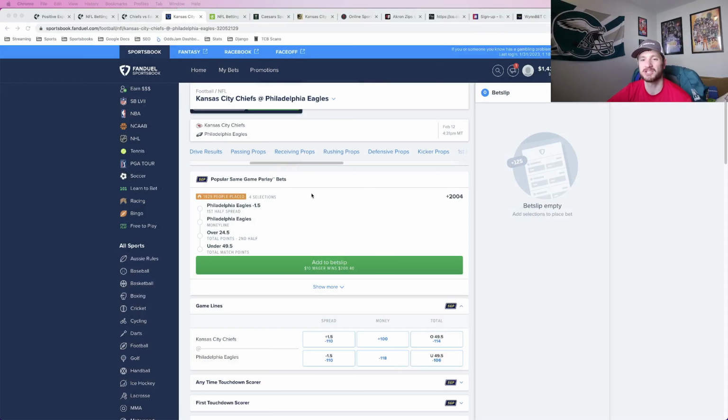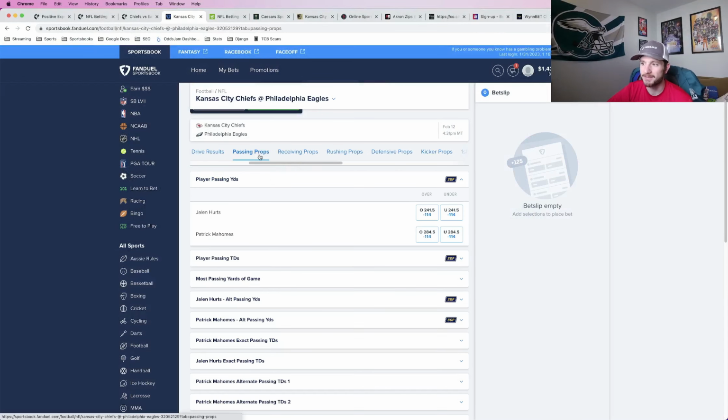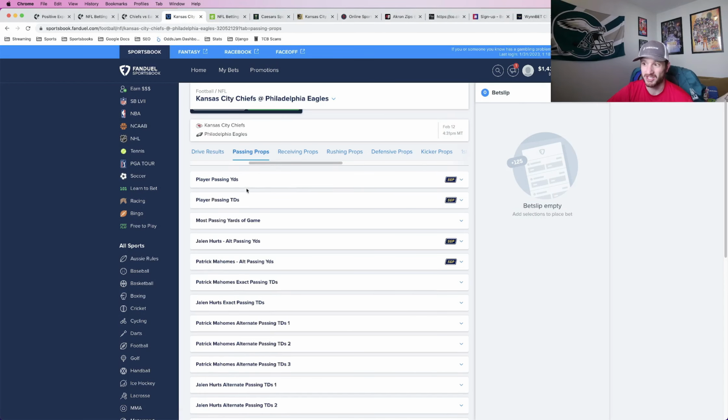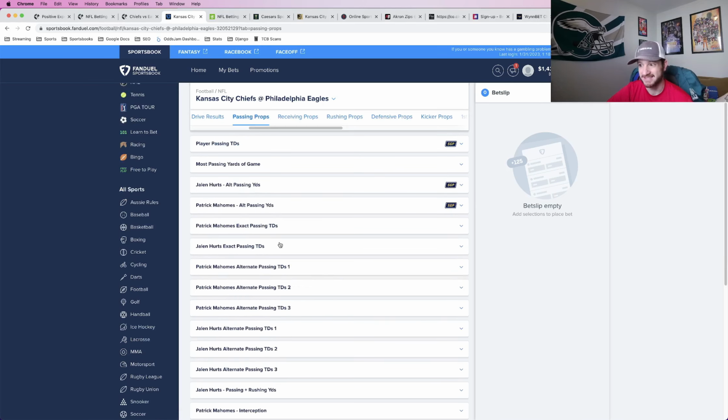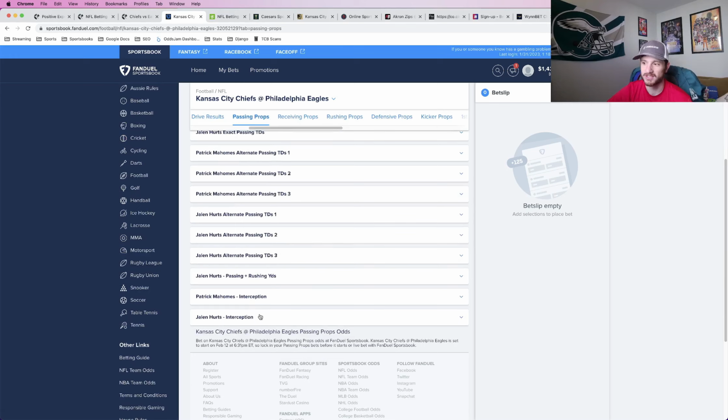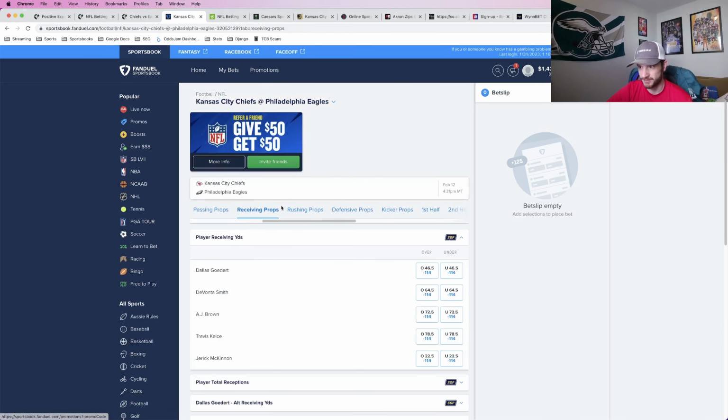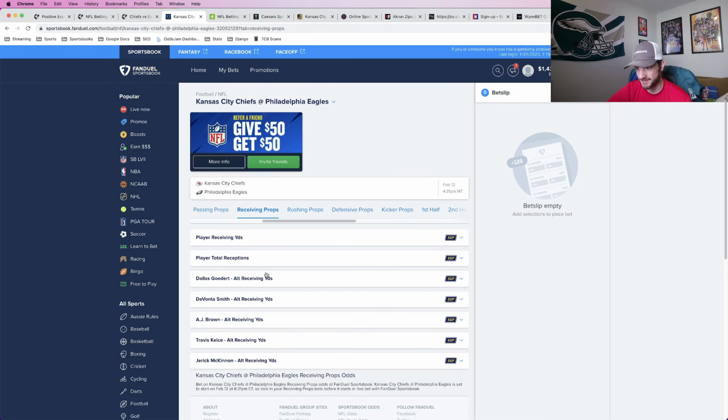So I showed you the screenshot earlier from FanDuel. Passing props is everything you can imagine. It's passing yards, passing touchdowns, who will have the most passing yards, exact passing touchdowns, and then, of course, an interception. You can also bet on passing plus rushing as well. Then we have receiving props. We have receiving yards, we have receptions, and then you can bet on alternate totals as well.